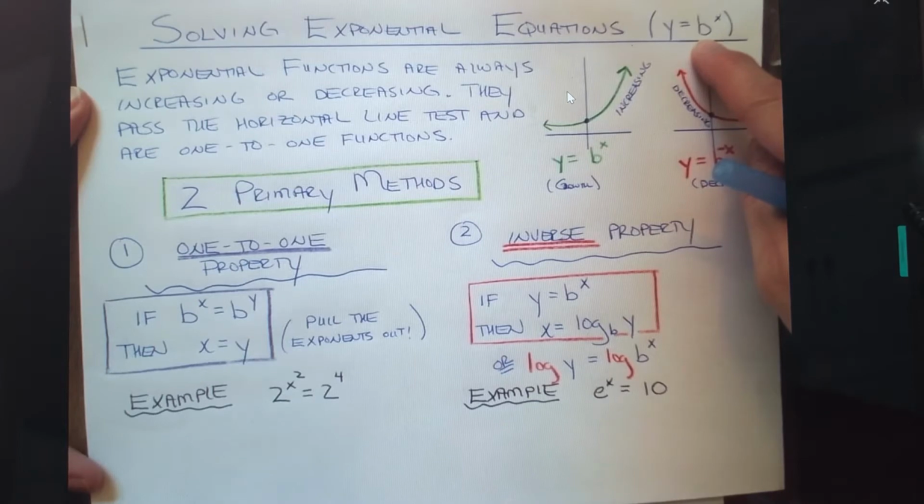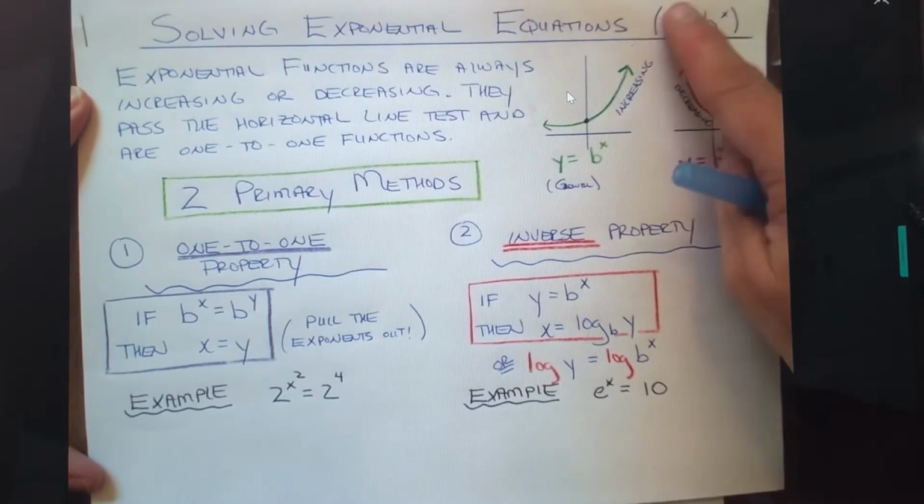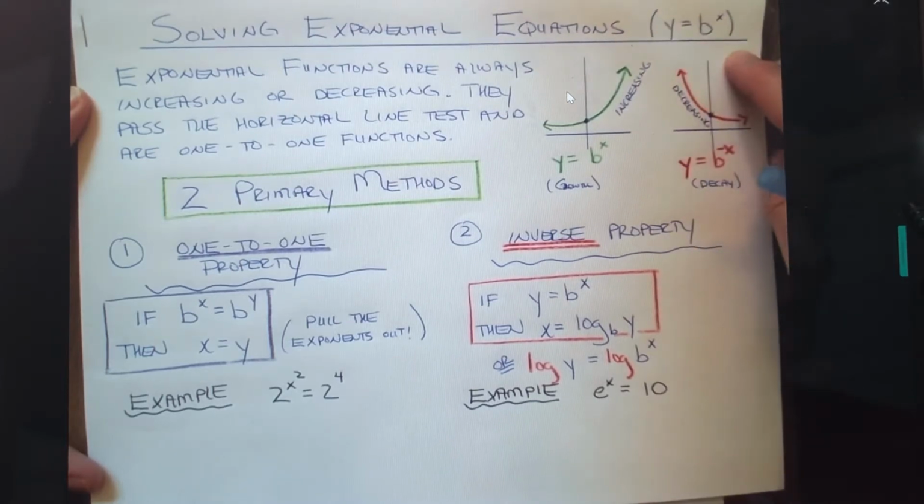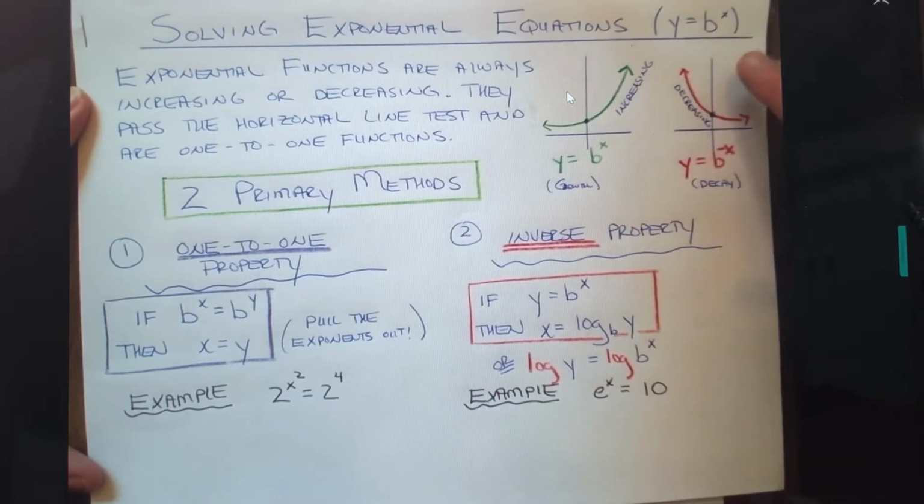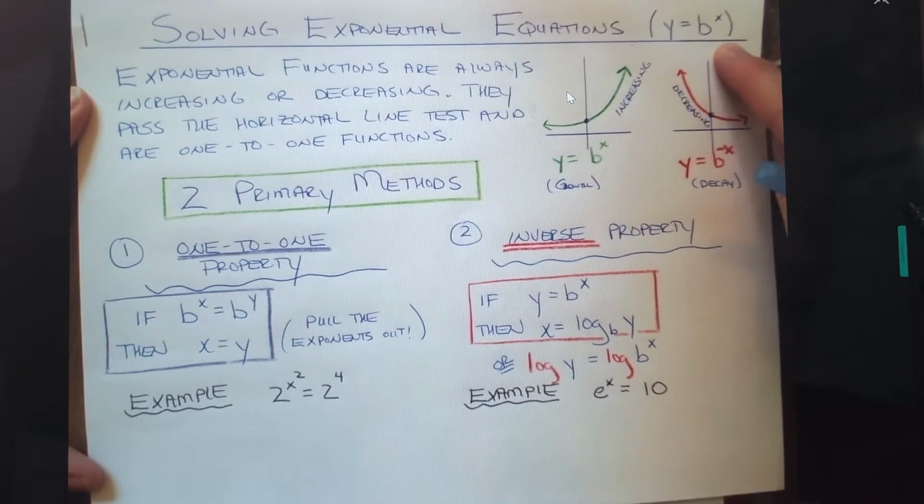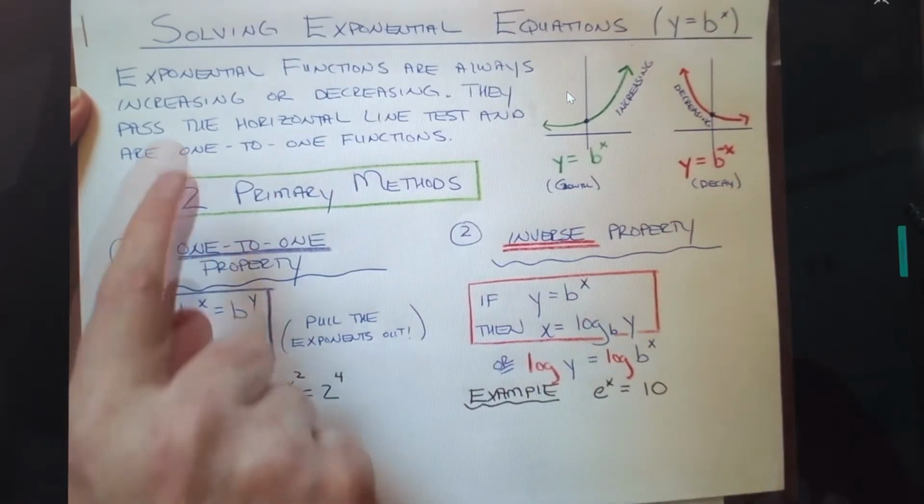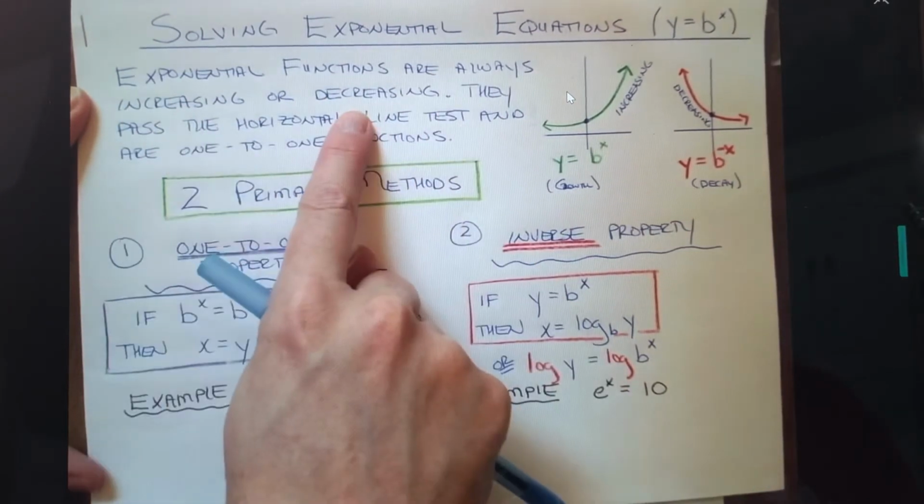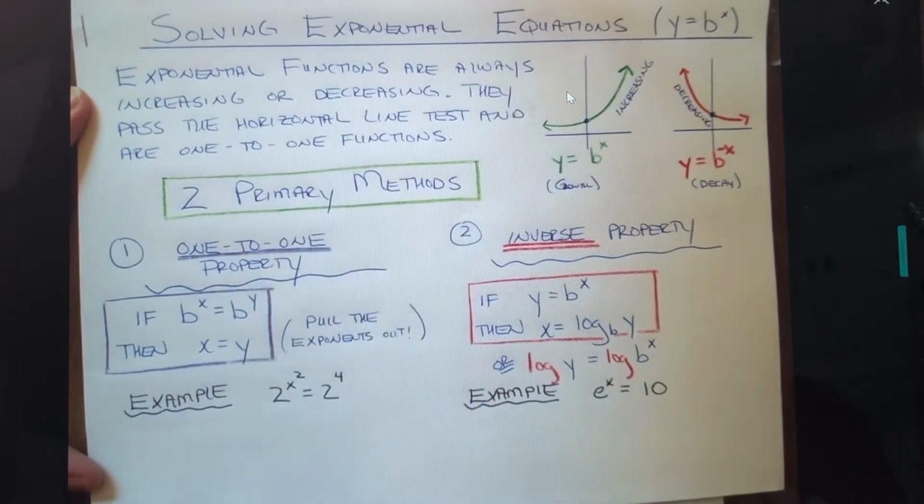Greater than 0, not equal to 1, which you should have learned in some previous studies or by watching some other videos. So again, to solve an exponential equation, we need to have an exponential equation, which means that the variable that we're hunting for is going to be up in the exponent position. Exponential functions are always increasing or decreasing. If you've learned how to graph these functions, these shapes might look familiar.